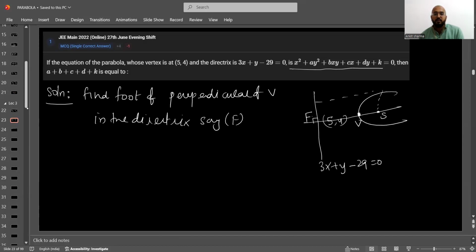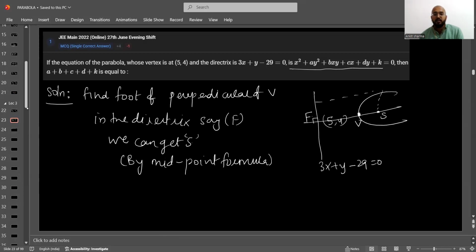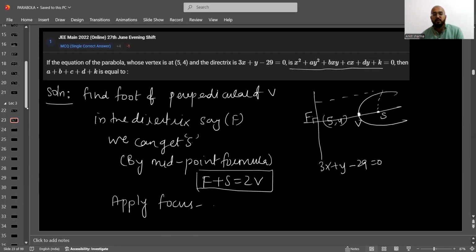Say it is F. Once you have got the foot of perpendicular, we can get S by the midpoint formula, because I know that the vertex is the midpoint. So by the midpoint formula, we can get S. Why? Because we have F plus S is equal to 2V. We can use this fact and then apply the focus directrix property. So apply the focus directrix property, that is, now we have again the same thing.